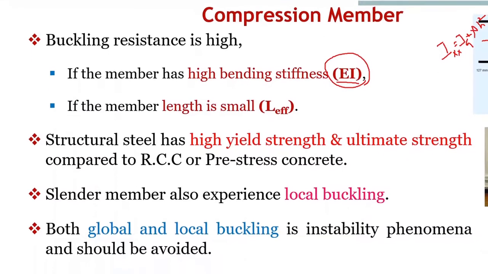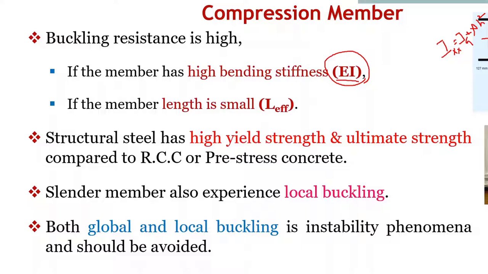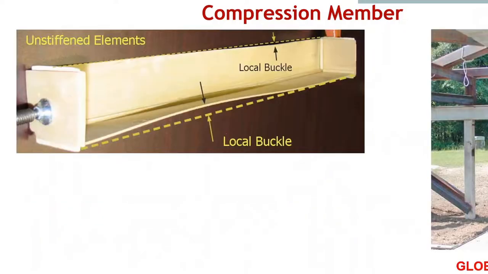Both local buckling and global buckling are instability phenomena and should be avoided in any member, especially in a column. Now, what is local and global buckling? If you look at this picture, even if it is a horizontal member, the applied load is along its axis. Even if it is horizontal, because of this load pattern, this is called a column. If you apply the load like this, what happens here? The member has not buckled. The member remains straight, but a part of the member in a particular cross section buckles. So this is called local buckling.